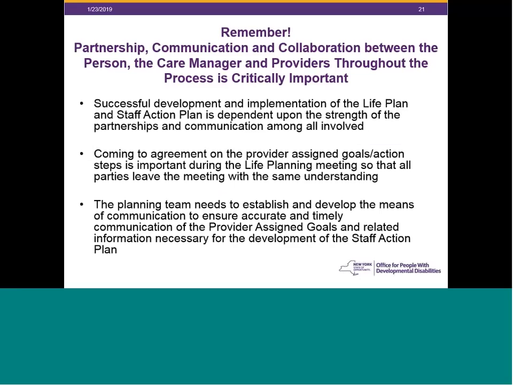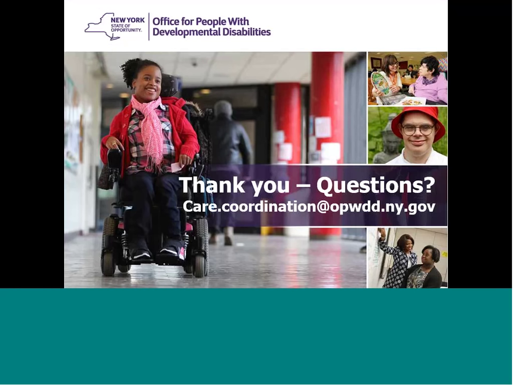So remember, partnership, communication, and collaboration is the key. Successful development and implementation of the life plan and the staff action plan is dependent upon the strength of the partnerships and communication. Coming to agreement on the provider-assigned goals and action steps is important during the life planning meeting. And the planning team needs to establish the means of communication to ensure accurate and timely communication of the provider-assigned goals. So again, you don't want people leaving the room and then getting surprised 2 weeks later with something that's very different than what was discussed during that meeting.